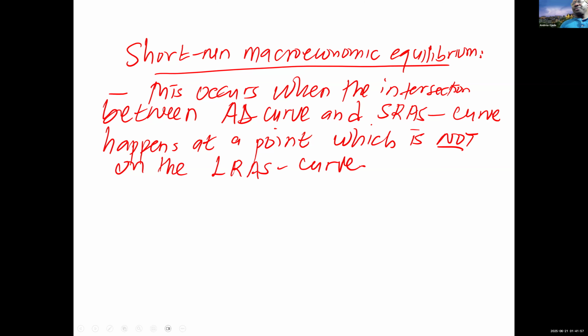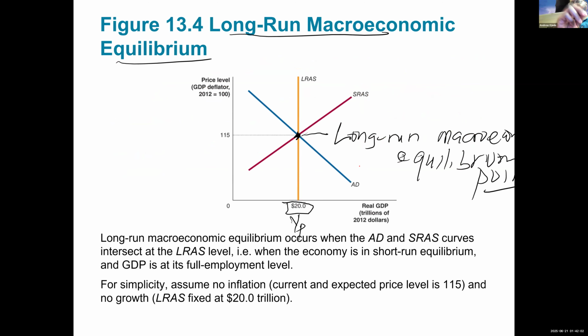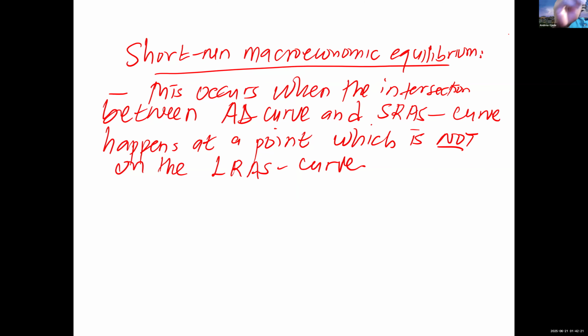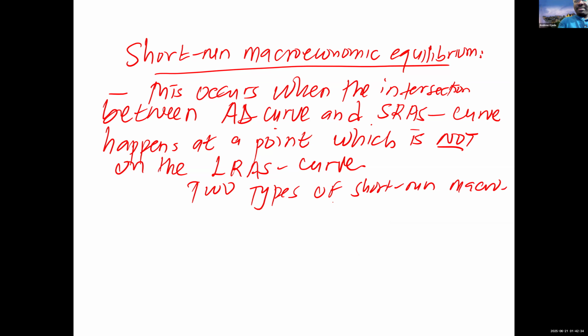So there are two types. First of all, when we go back here to the long run macroeconomic equilibrium, this corresponds to a point where your actual output equals full employment output or potential output. Then the economy is believed to be producing at full potential. But here, there are two types of short run macro equilibrium.